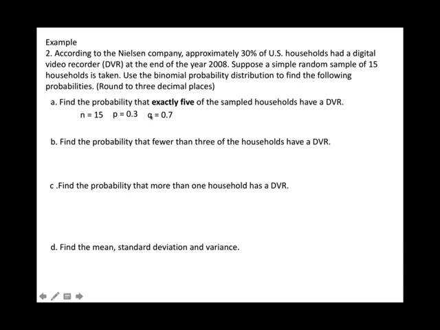Now, exactly 5. So X is going to be equal to 5. We are working on P of 5. And when we're working on exactly that value, we'll be using binom PDF. Okay, binom PDF. First one is going to be n, p, and then the x, which is 5. So you should get 0.206.